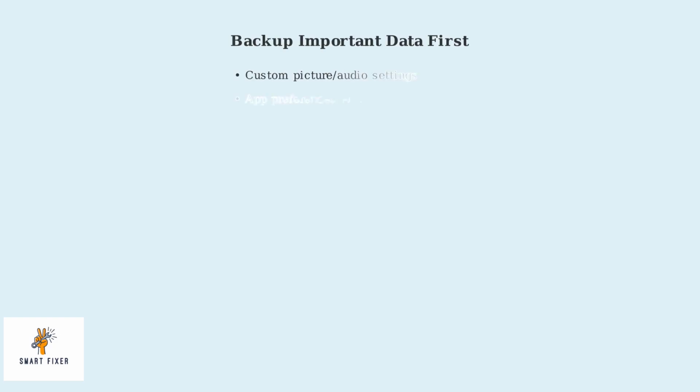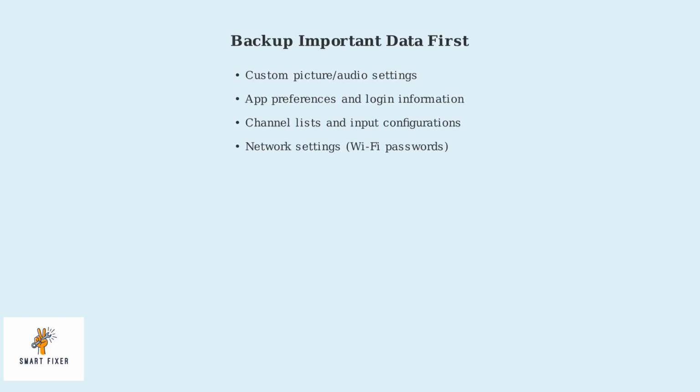Before proceeding with a factory reset, it's crucial to back up any important data and settings. This process will completely erase all customizations, app data, and preferences from your TV, returning it to its original factory state. You may lose saved Wi-Fi networks, picture settings, and even some app installations.